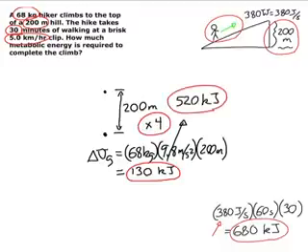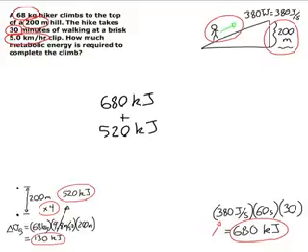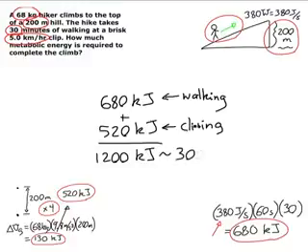The total energy used to complete this climb is the sum of the two. 680 kilojoules required to walk at 5 kilometers per hour, plus the 520 kilojoules required to change the potential energy. So the 680 was the walking, the 520 is the climbing. The total energy is the sum of those two, 1,200 kilojoules. Thinking about this in terms of calories, that's approximately equal to 300 calories, 300 big C calories. So that'll help convert that to food energy.